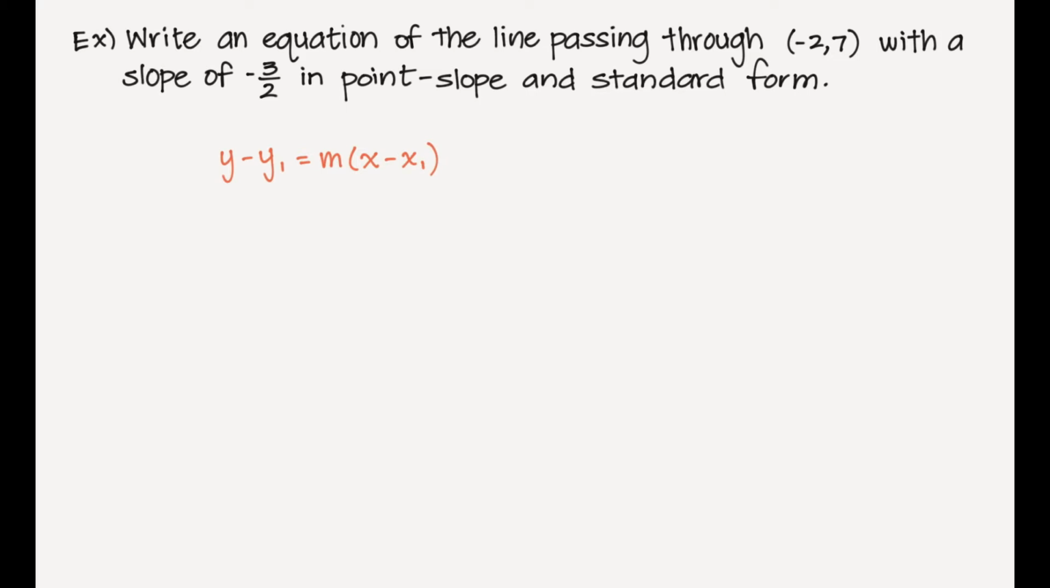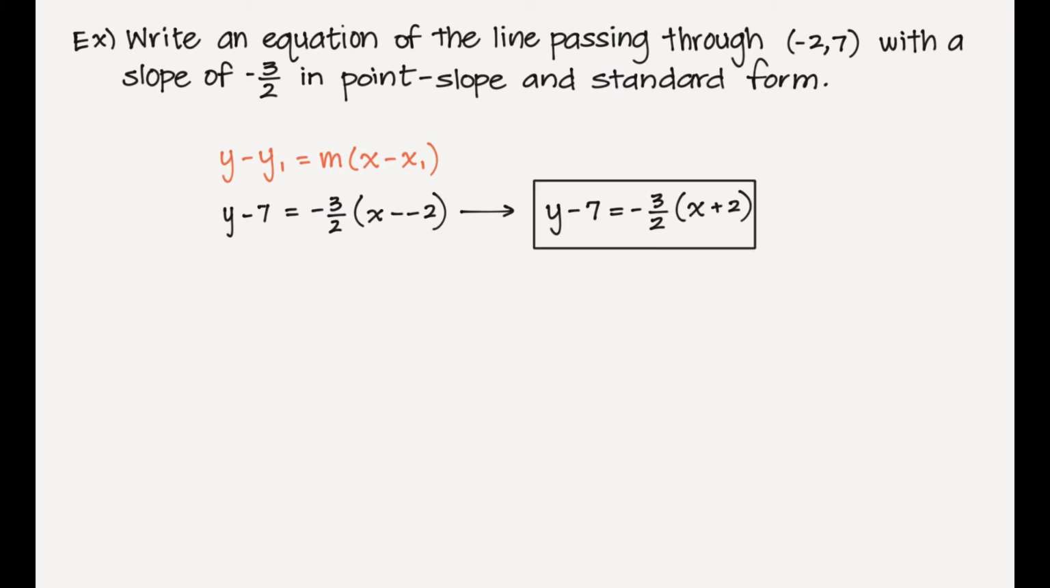So I'm just going to replace things that I know. I know that the point is negative 2 comma 7. So that means it's going to be y minus 7 is equal to, the slope is negative 3 halves, times x minus negative 2. So now to finish, we'll just clean it up. This is y minus 7 equal to negative 3 halves times x plus 2. And that's our equation in point slope form.